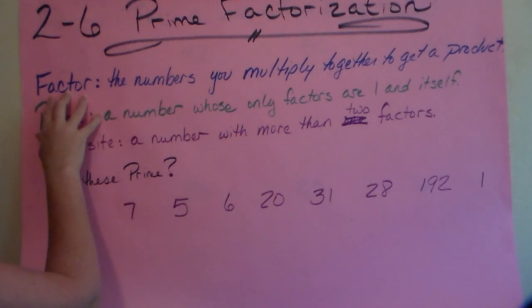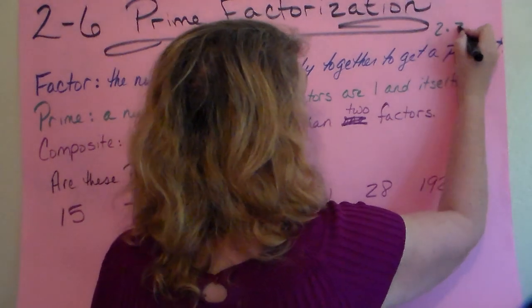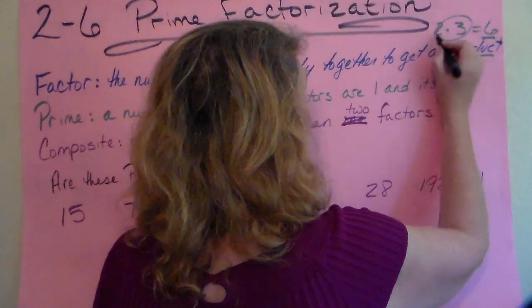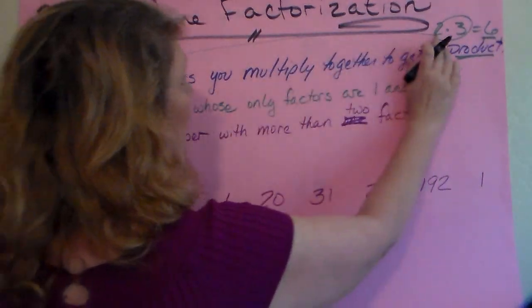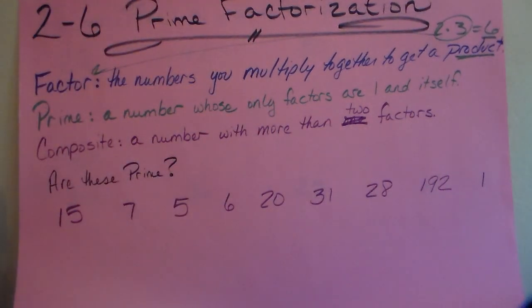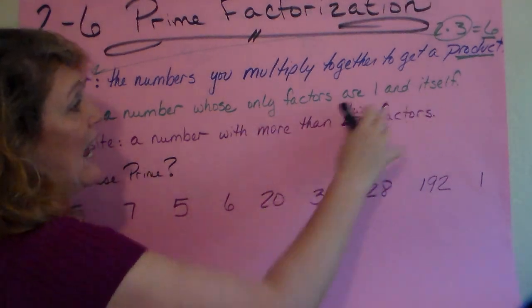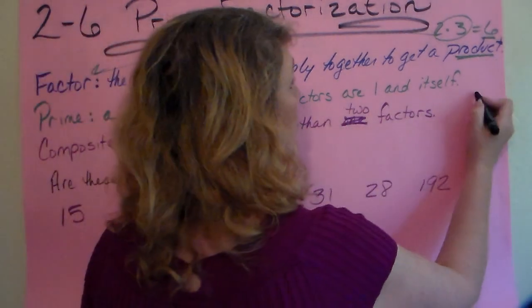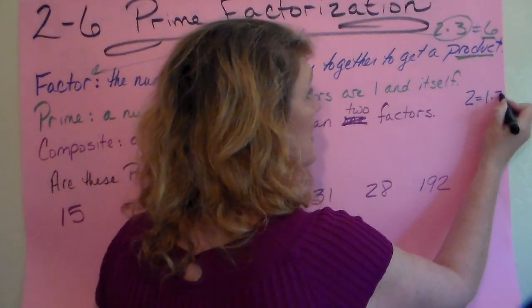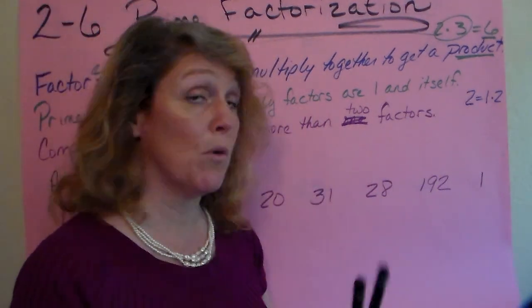So factors are the numbers that you multiply together to get a product. For example, 2 times 3 equals 6. This is the product. These are the factors. Okay? So factors are two numbers you use to multiply together to get an answer. If it's prime, it's a number whose only factors are 1 and itself. For example, the number 2. You can only get the answer 2 from 1 times 2. There aren't any other numbers that you can use to equal 2 when you're multiplying.